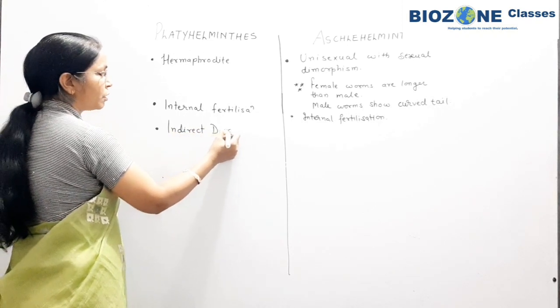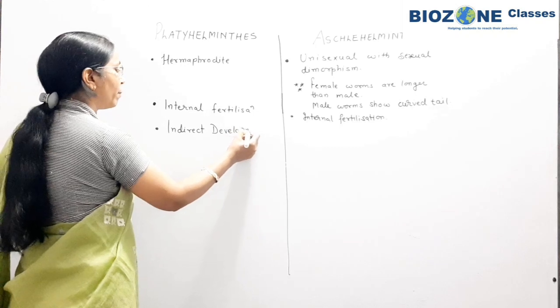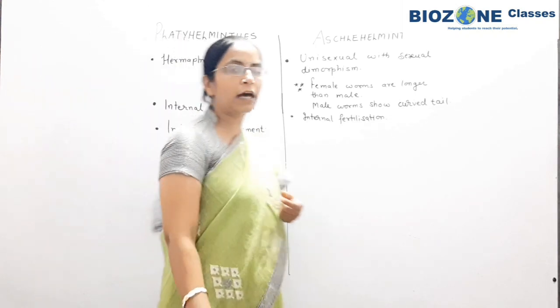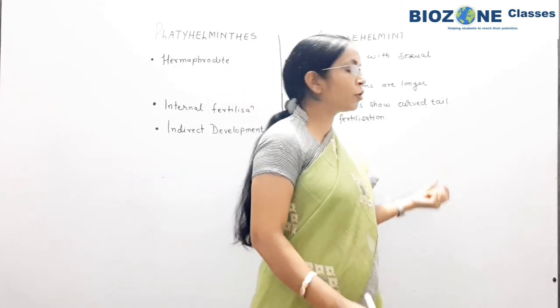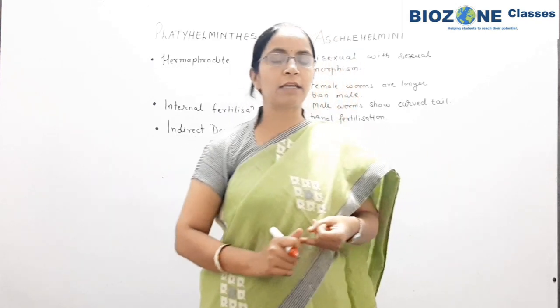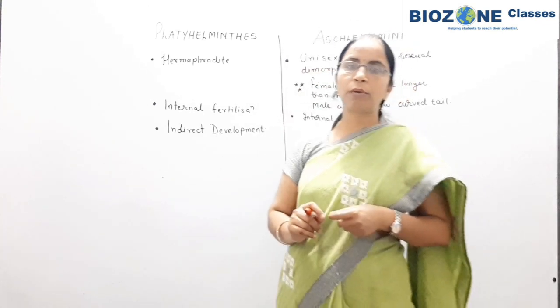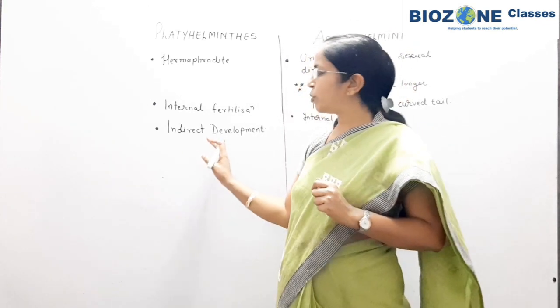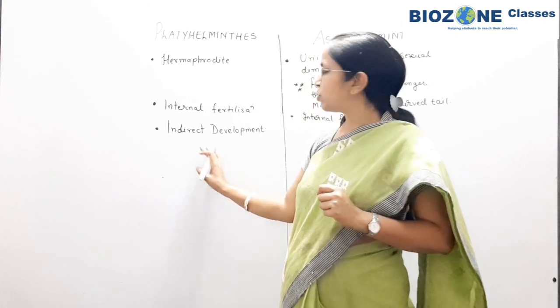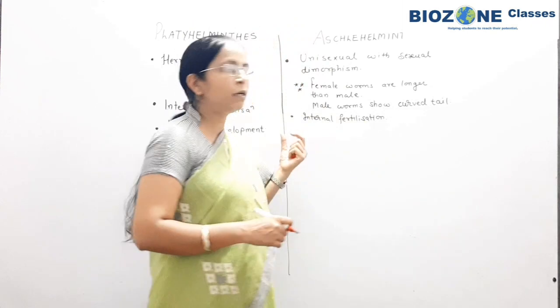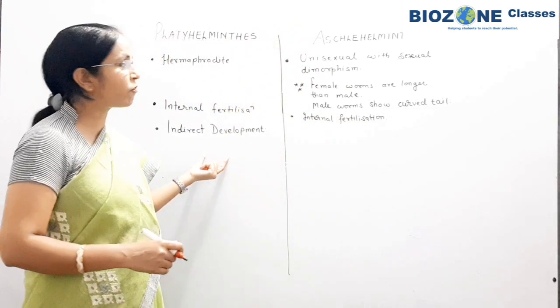Indirect development means during the process of development of the zygote, a number of larvae or at least one larva is produced. Regarding Taenia, Cercaria, Metacercaria, Oncosphere, a number of larval forms will appear. All those larval forms you remember for Taenia solium. So indirect development means the larval phases are present during the development phases.